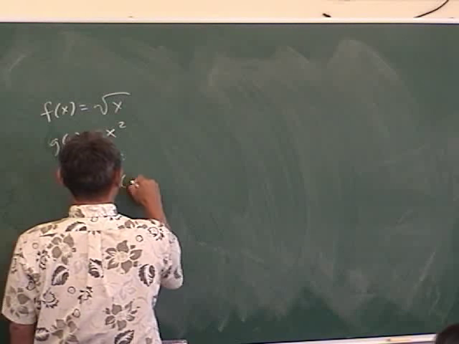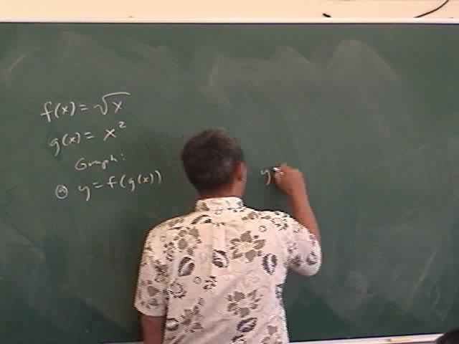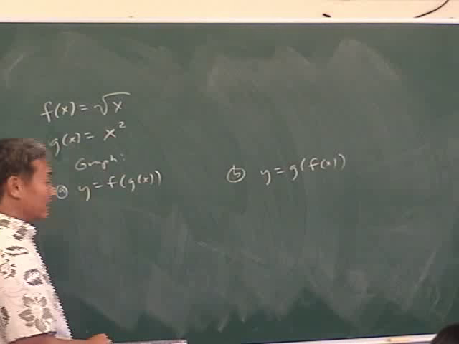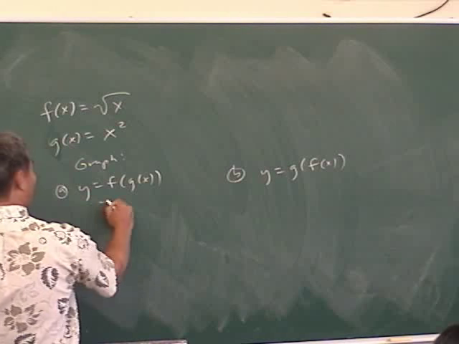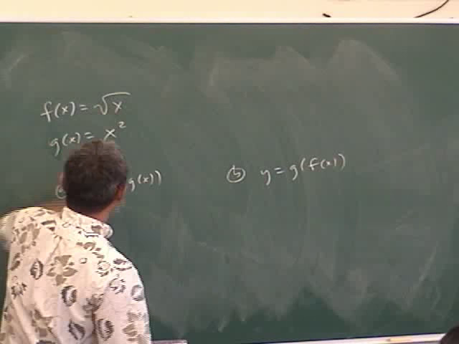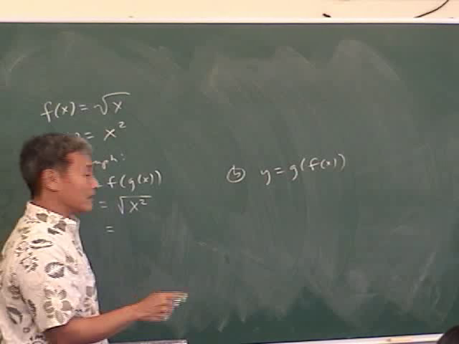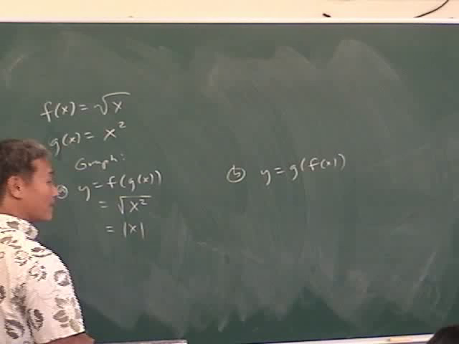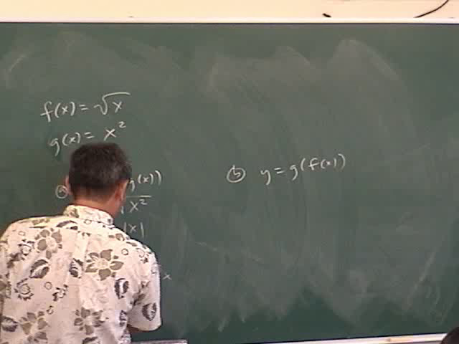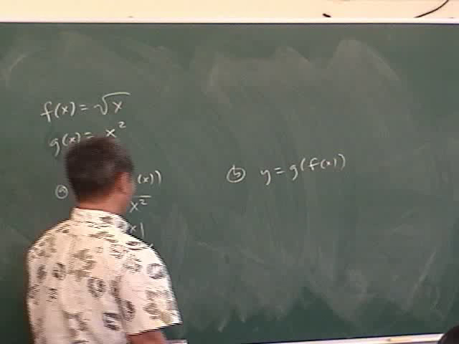Y equal f of g of x, part A. And then part B, graph y equal g of f of x. Well, first of all, what is f of g of x? What happens if I take this function and plug it into that function? You get the square root of x squared, which is? Very good, absolute value of x. You remembered that. So now you just graph it. As long as you remembered absolute value.